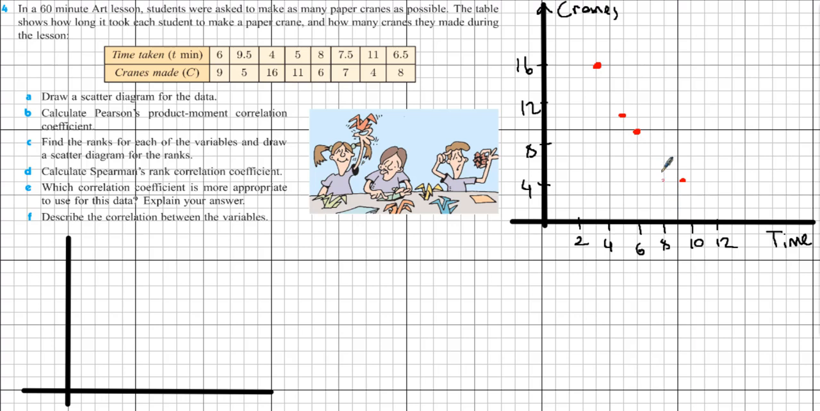8 and 6, somewhere here. 7.5 and 7, somewhere here. 11 and 4. Then it goes 6.5 and 8.